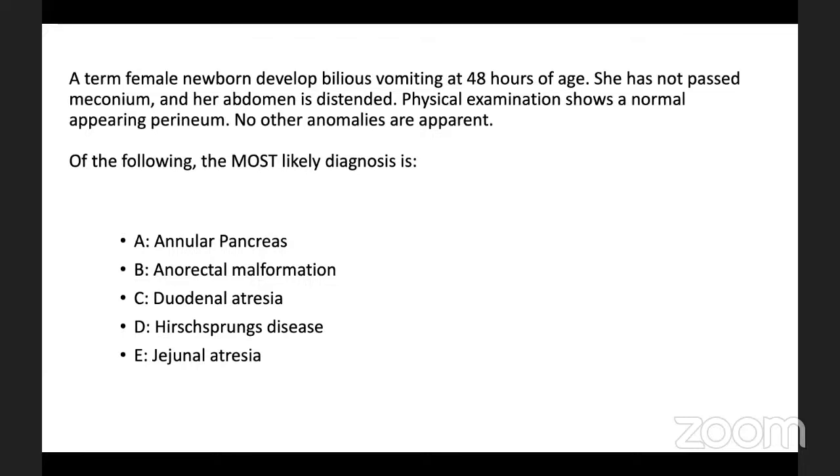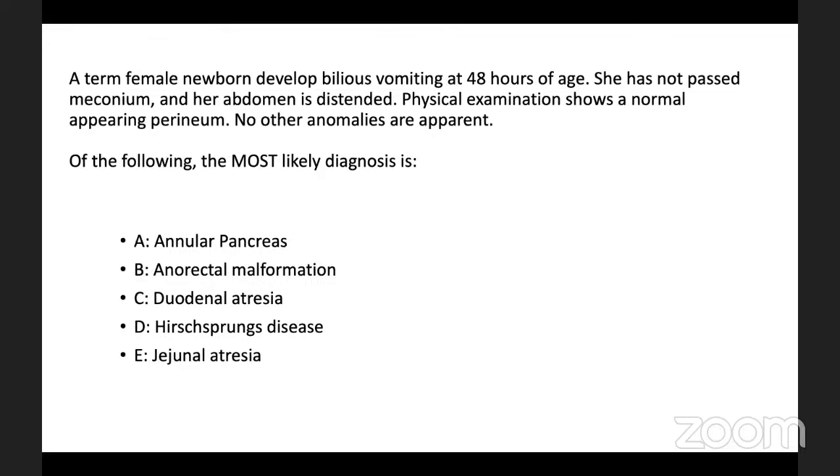Exactly right. Excellent. That was a catch here. A term baby presenting with vomiting at 2 days, it's too late to diagnose duodenal atresia by that age. The main clue here was that the baby didn't pass meconium and has a distended abdomen. So A, B, C, and E are ruled out, and the only thing left, most likely, is Hirschsprung disease.